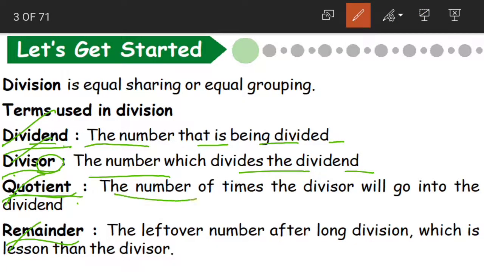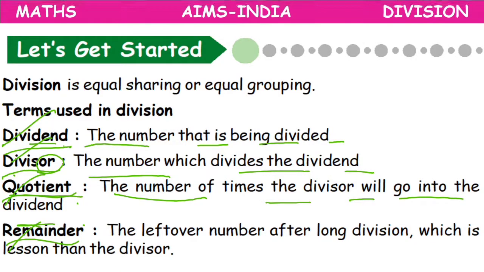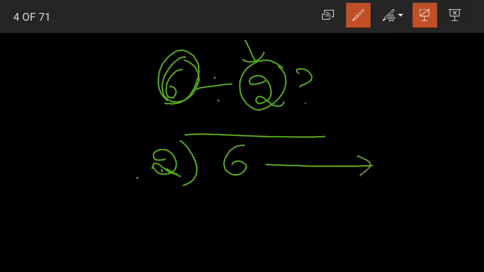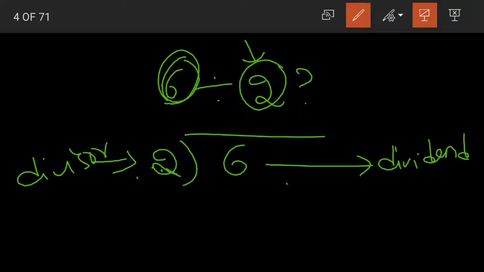Coming to quotient, the number of times the divisor will go into the dividend. Let us say that I have 6 divided by 2. 6 is divided by what? 2. So who is dividing? 2. So 2 becomes our divisor. 2 is written to the left side and 6 is the dividend. It is being divided. 2 is the divisor, it is doing the work of dividing another number.